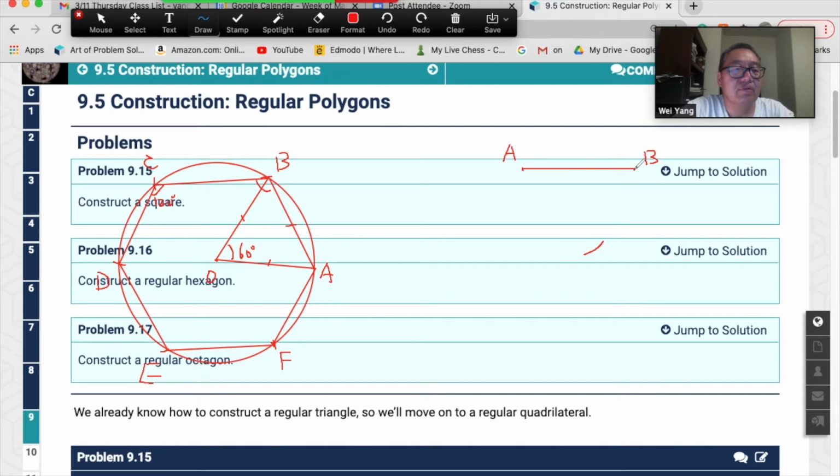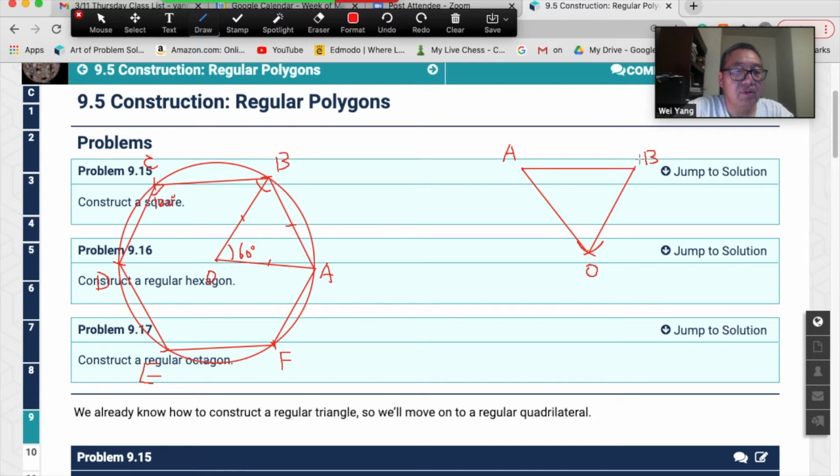Then you use B as a central point, still use AB as a radius, and draw another arc. Suppose you intersect here at O. Then you connect OA and OB. This will give you an equilateral triangle. You connect this one, this, right? This way, we get OAB. It's an equilateral triangle.